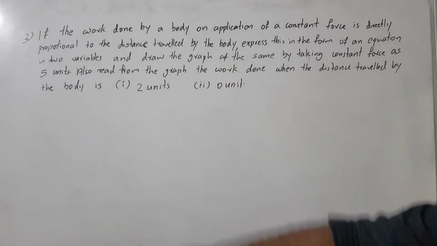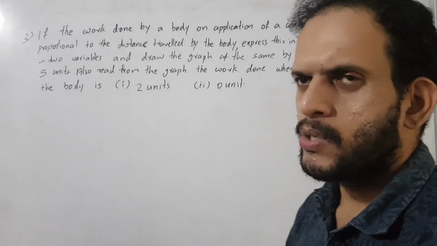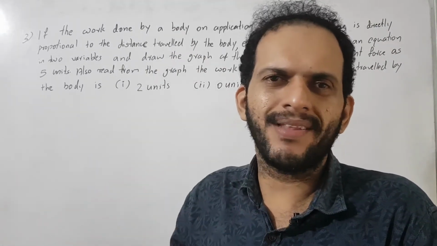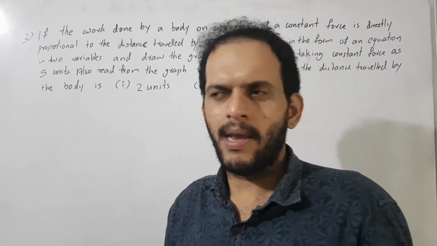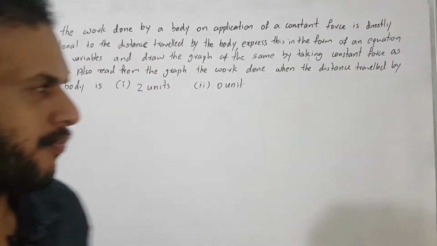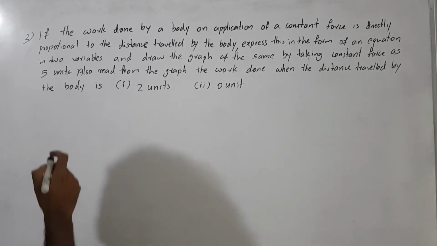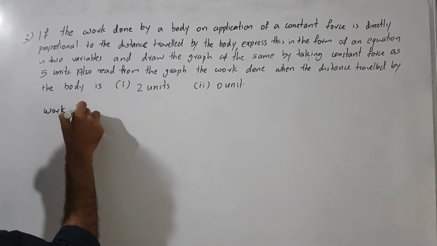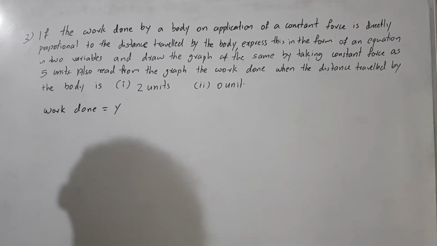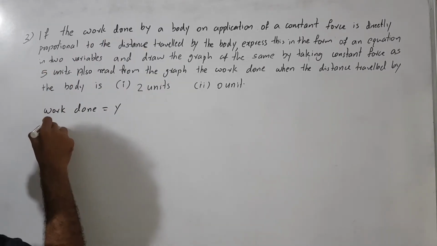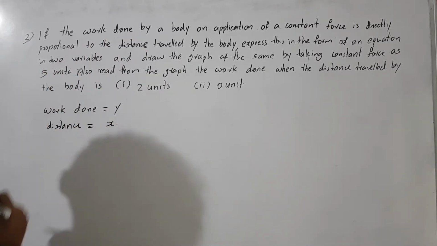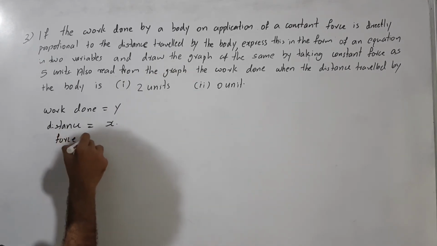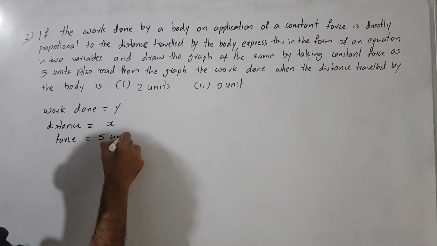Then here the work done and the distance traveled by the body are not given as values. Okay, so the one we take as the x and the other one we take as the y. Okay, so we start the answer like this: the work done is equal to y, okay, and distance is equal to x, and force is given. What is the force? Force is equal to 5 units.